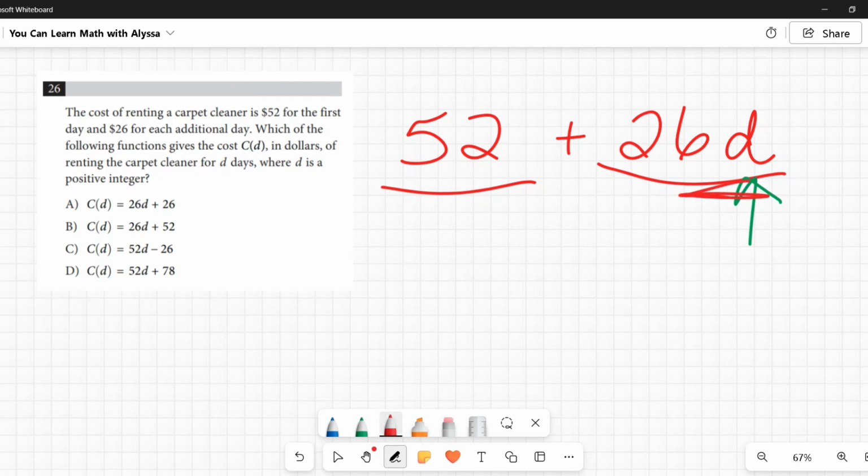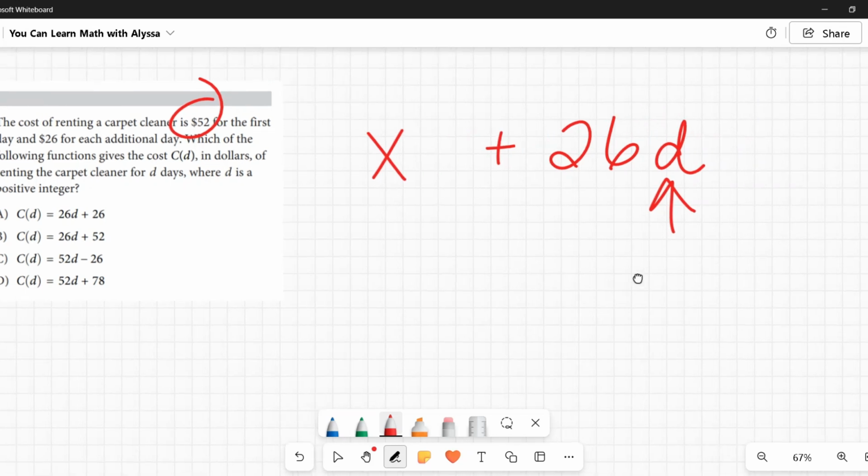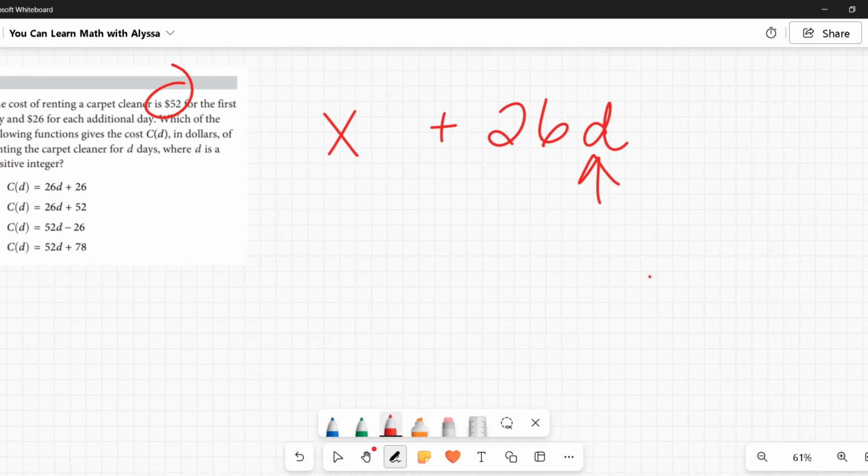So how can I represent that? What would it be? Eraser, there we go. How can I make this so that if I put in a 1 here, I will get $52 for the first day? Well, what if I changed this into an X? I know $26 a day has got to be part of this. But what should that amount be, that X? How can I solve this?